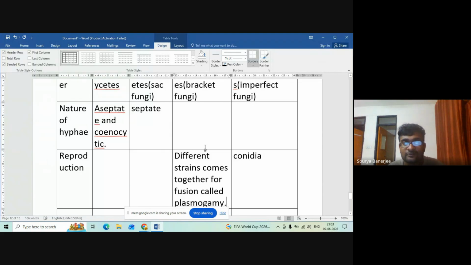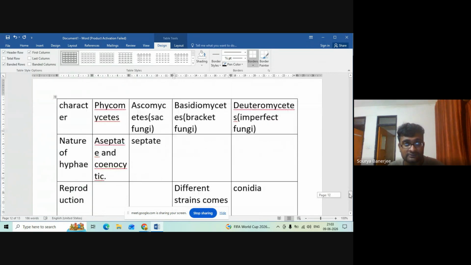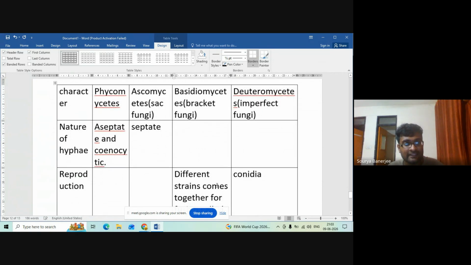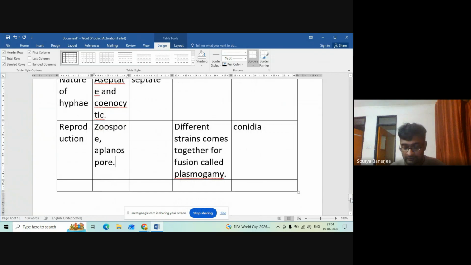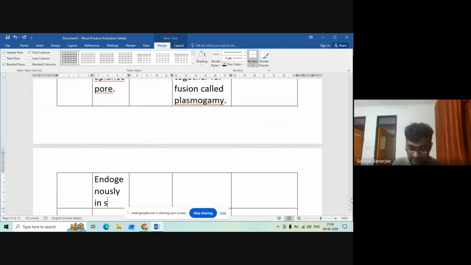Now coming to phycomycetes and ascomycetes, see very carefully. In the case of phycomycetes, asexual reproduction happens. That is, no sexual reproduction. But there are two kinds of spore: zoospore, which is motile, which can move, and aplanospore, which is non-motile, which can't move. And they are all produced endogenously in sporangia.